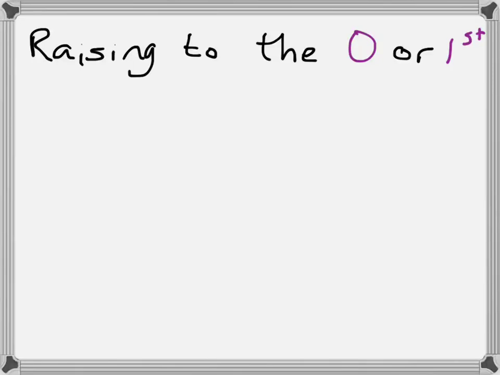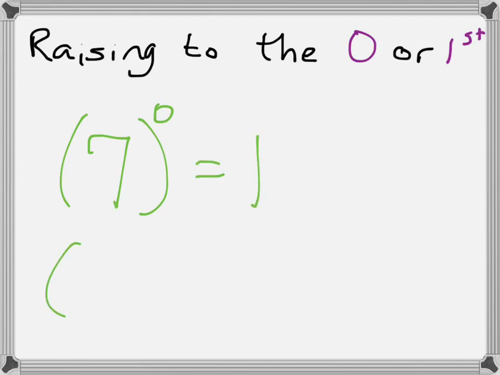So the last one we're going to go over today that's going to be in the escape room is raising to the first or zero power. And so if you're raising something to the zero power, let's say you're raising 7 to the zero power, that answer is 1. No matter what I put inside here, if I'm raising it to the zero power, it is always 1.